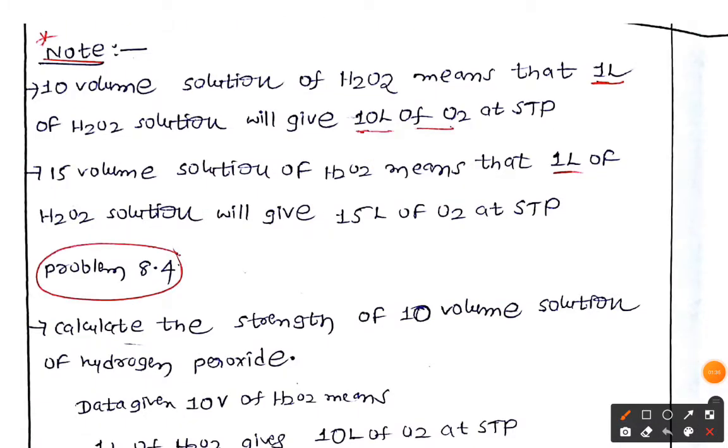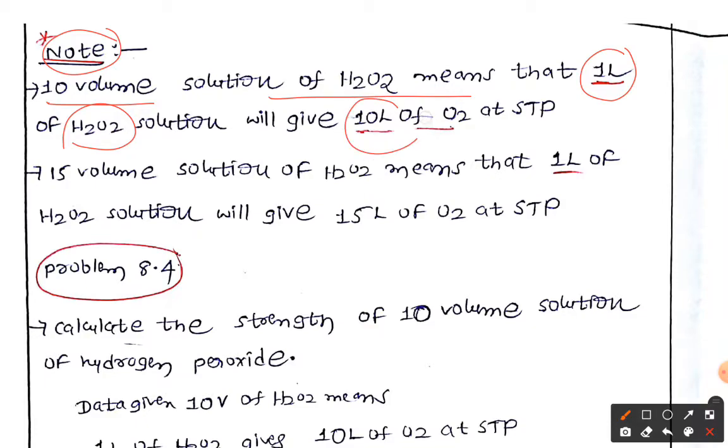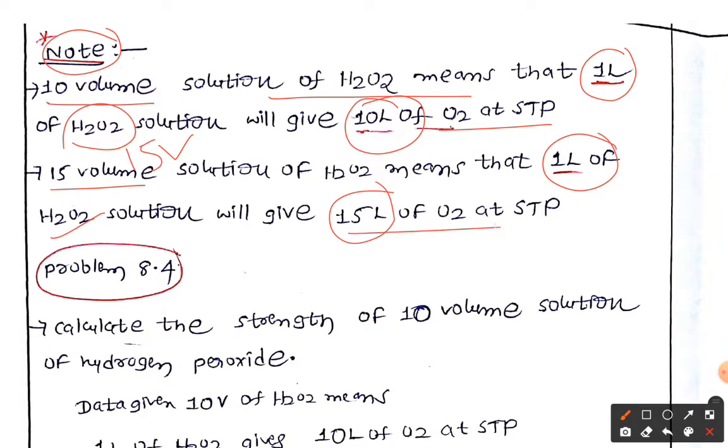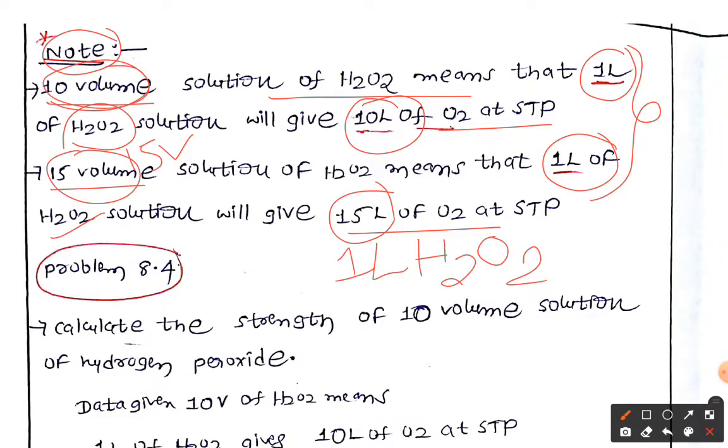So to understand the previous two points, here we have an important note. Here 10 volume, 10V solution of hydrogen peroxide means 1 liter of hydrogen peroxide solution will give 10 liters of oxygen at STP. Here 15V means again 1 liter of hydrogen peroxide gives 15 liters of oxygen at STP. That means you are always taking 1 liter of hydrogen peroxide only.